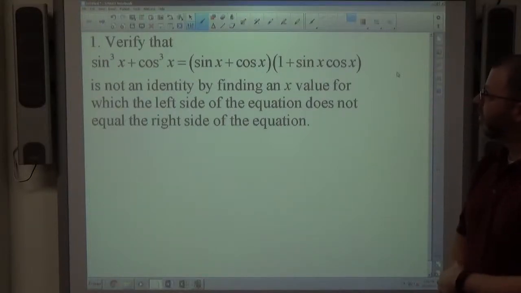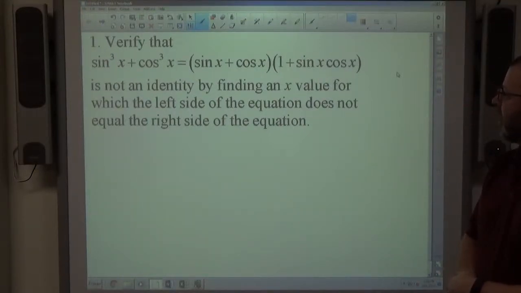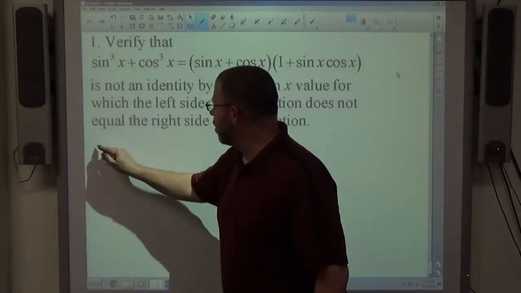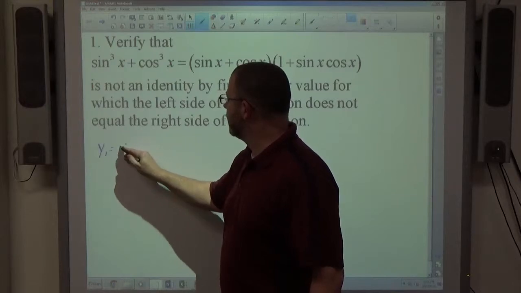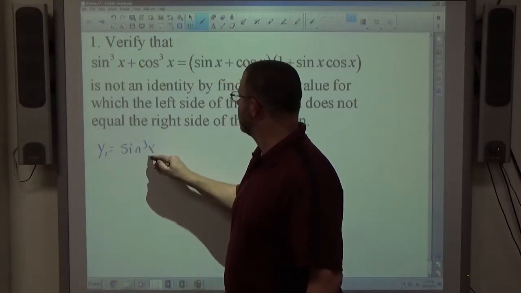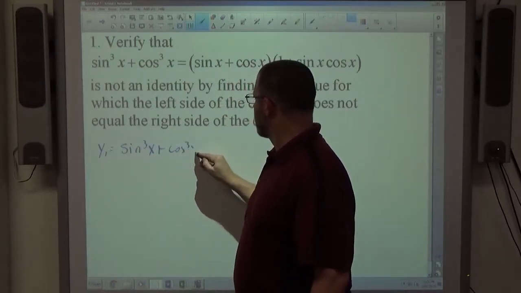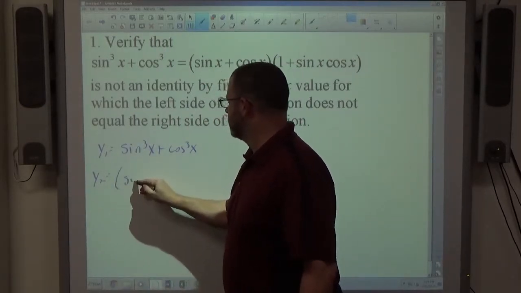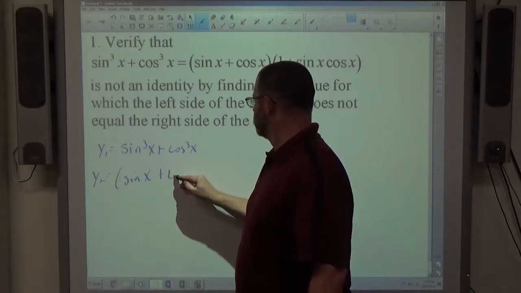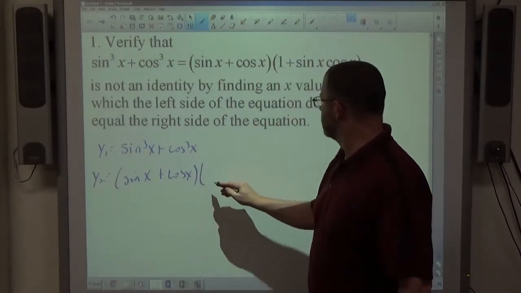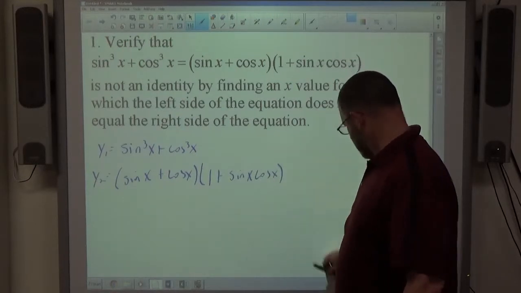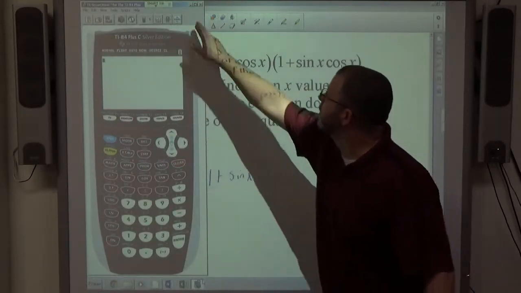Alright, problem 1. Verify that this is not an identity by finding an x value for which left and right side do not equal each other. So if I'm going to call y sub 1 my left side, and y sub 2 is going to be the right hand side, so I want to identify that on my paper.